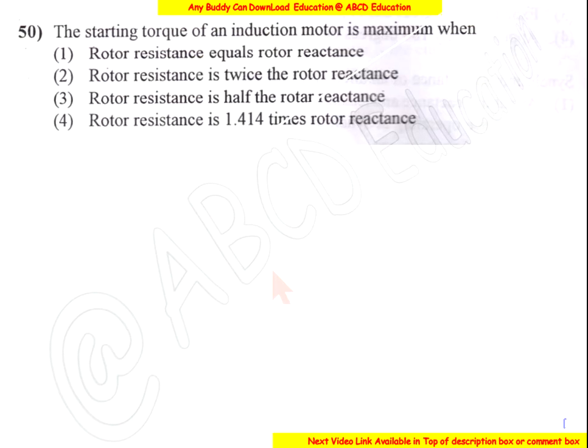Now come to question number 50. The starting torque of an induction motor is maximum when, these are the options. Now come to the solution. We know that this is the condition for maximum torque. This is the maximum slip, and this is R2 upon X2. At starting, slip is equal to 1, due to Nr equals 0.